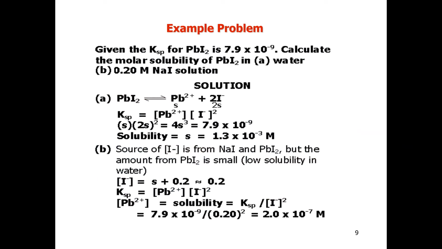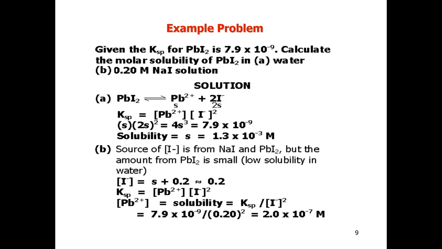This is an example given for calculation to illustrate the common ion effect. Compare the solubility of PbI2 in water and in 0.20 molar sodium iodide solution, in which there is an increase of iodide, not only from the PbI2 but also supplied by sodium iodide. For the first one, we make the normal calculation. S times 2S squared gives 4S cubed, which equals 7.9 times 10 to the minus 9, and the molar solubility S is 1.3 times 10 to the minus 3 molar.